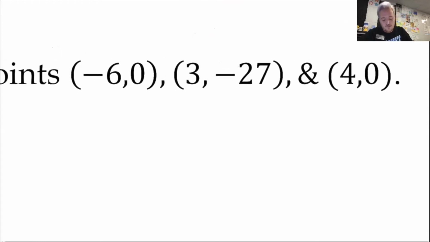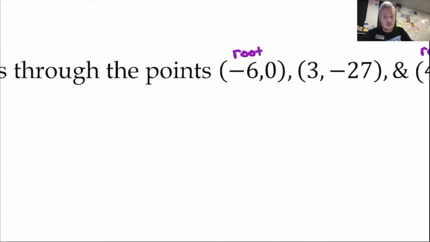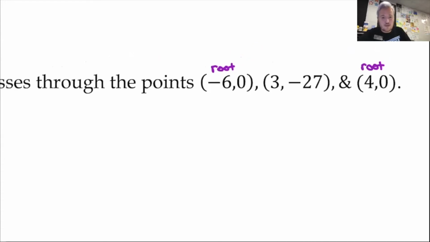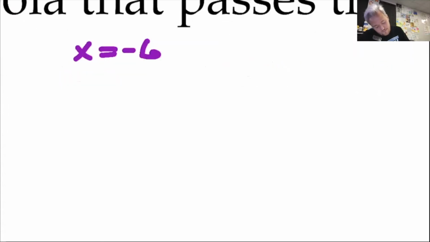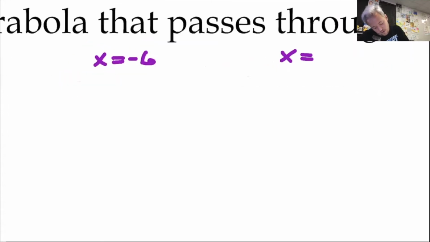So your 2 roots are going to be the coordinates that have a y value of 0. So you actually have to identify what the roots are. Now be very careful, because I can give you 2 roots and I can also give you a y-intercept. So just keep in mind. All right, so once again, start with the same steps. So start with x equals -6 and x equals 4.